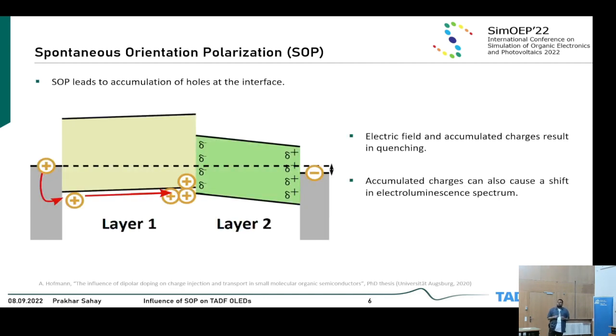Okay, so what is it exactly? SOP can lead to accumulation of holes at the interface. So you have two-layer devices. Here you have layer 1, which is generally a non-polar layer, and layer 2, which is a polar layer. And due to SOP, we can have an accumulation of charges on the interface between these two layers. And this electric field and accumulated charges can result in quenching in an OLED. Also, these accumulated charges can cause a shift in the EL spectrum of the devices.